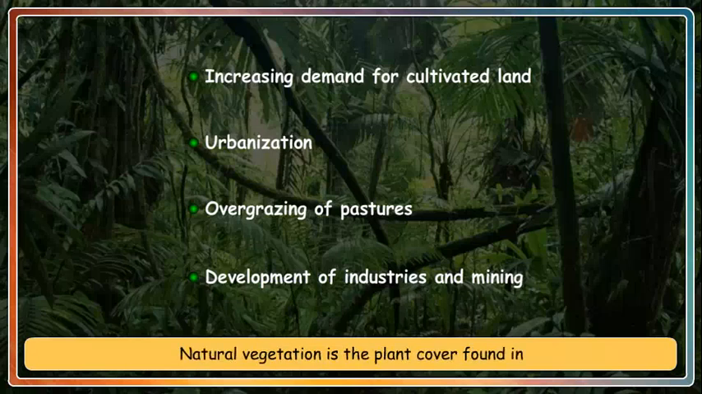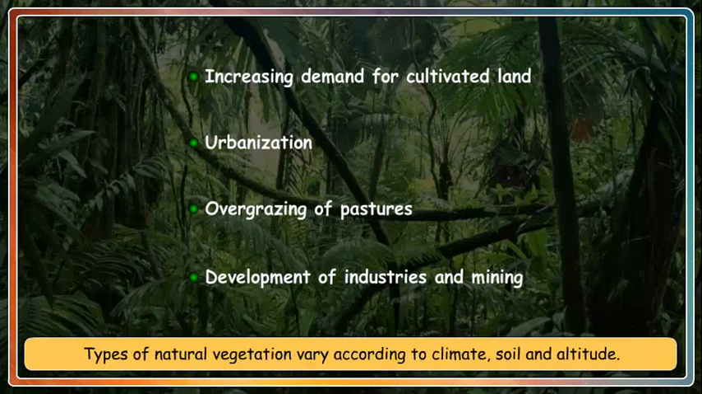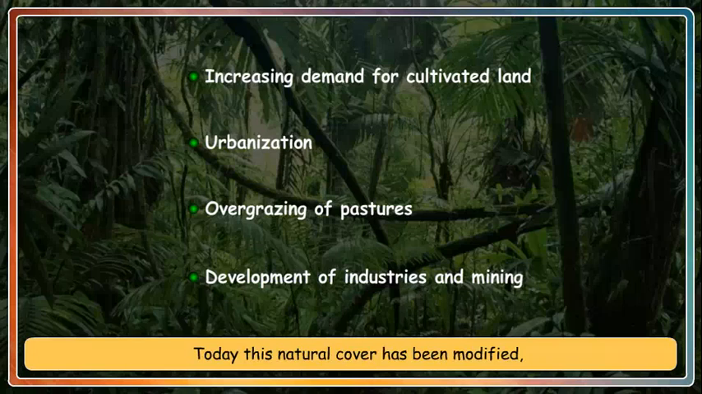Natural vegetation is the plant cover found in its original form without human intervention. Due to the variety of climates, a wide range of natural vegetation grows in India. Types of natural vegetation vary according to climate, soil, and altitude. Today, this natural cover has been modified, replaced, and degraded by human interference.